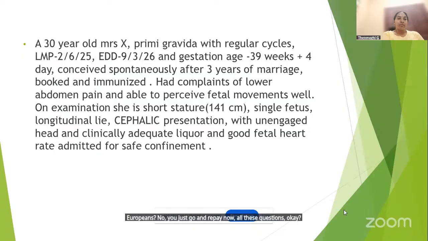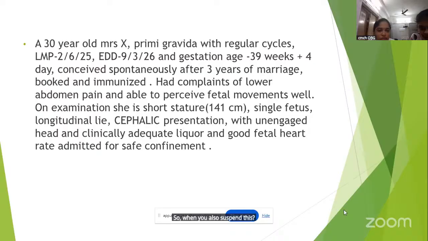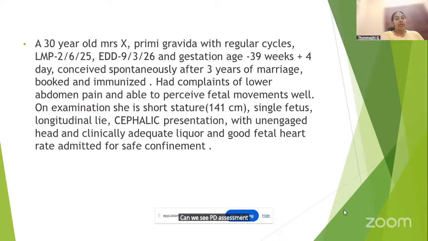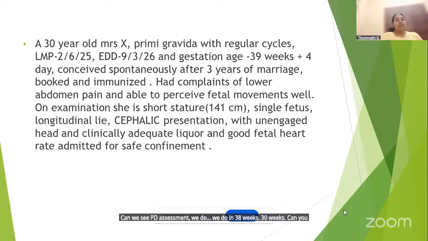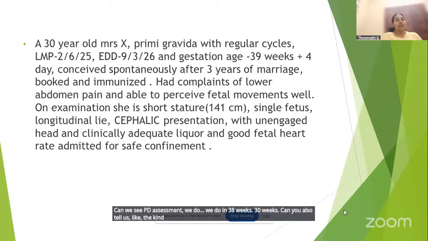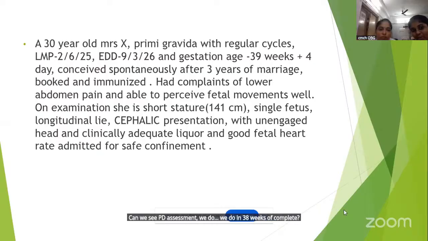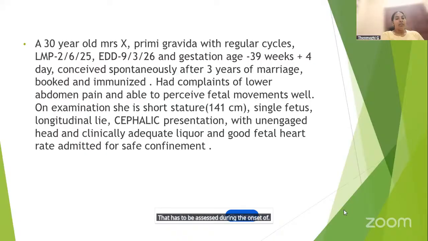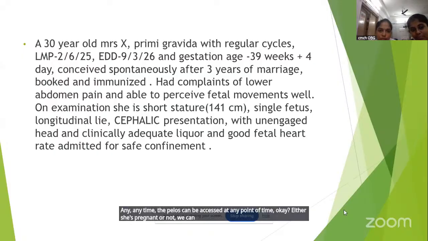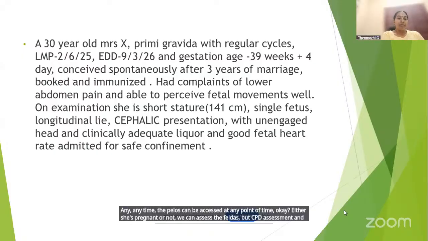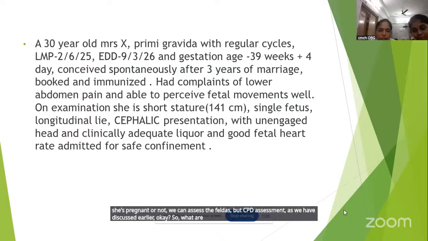So when will you assess the pelvis? CPD assessment we do at 38 to 39 completed weeks, ma'am. That has to be assessed during the onset of labor. Any time the pelvis can be assessed, at any point of time, whether she's pregnant or not. But CPD assessment, as we have discussed earlier. What are the features of an android pelvis?